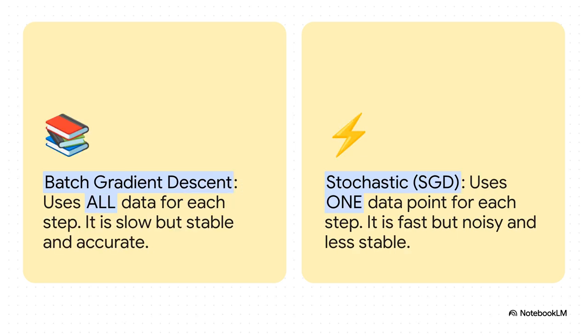So the next choice is, how much data do you look at before you take a step? The first approach, batch gradient descent, is kind of like the careful student. It studies all of the data, every single piece, before taking one single precise step. It's super stable, but oh my gosh, is it slow. On the other end of the spectrum is stochastic gradient descent, or SGD. This one's the impulsive one. It just glances at one single example from the data, and boom, it takes a step. It is incredibly fast, but its path down the hill is, well, it's noisy and erratic.